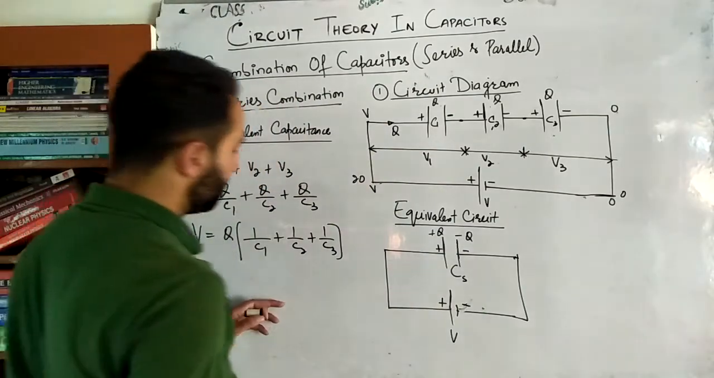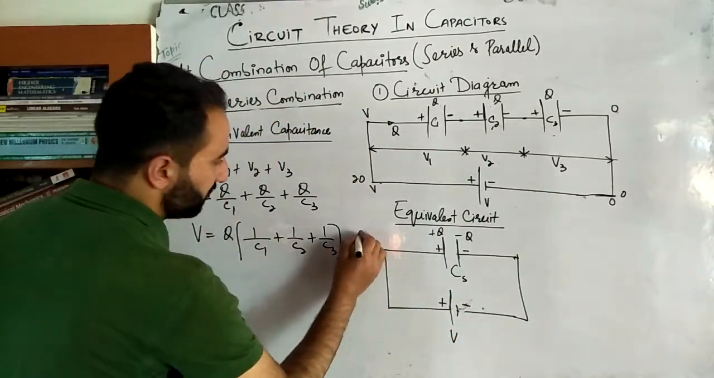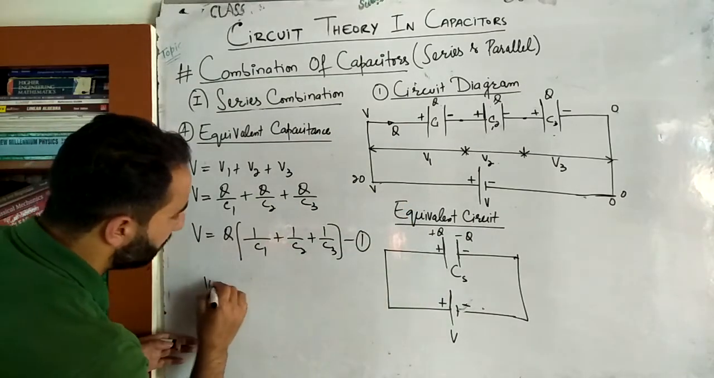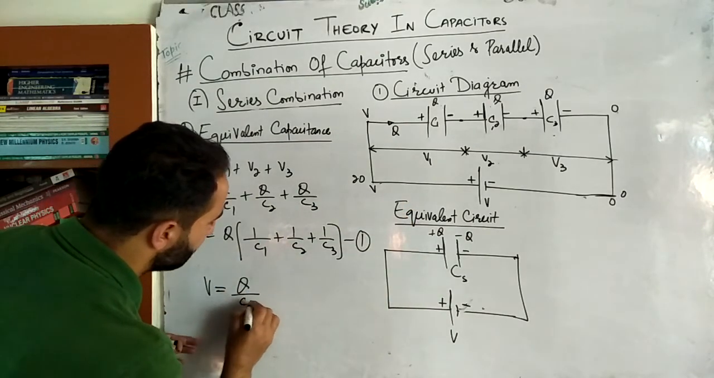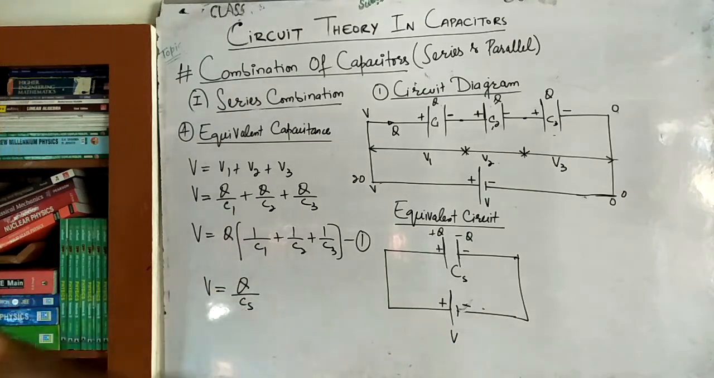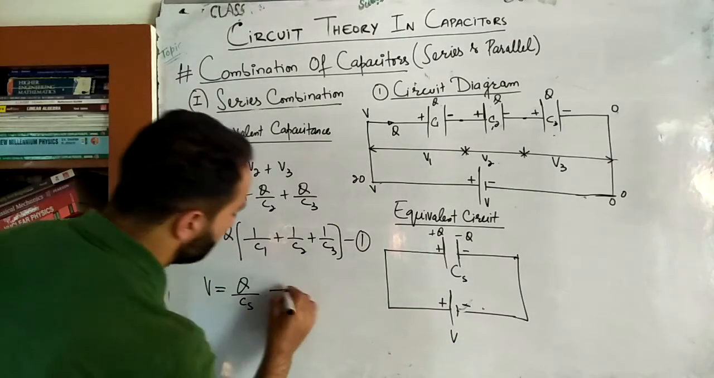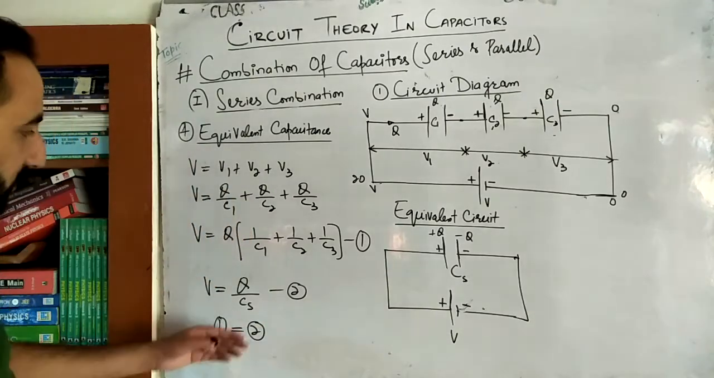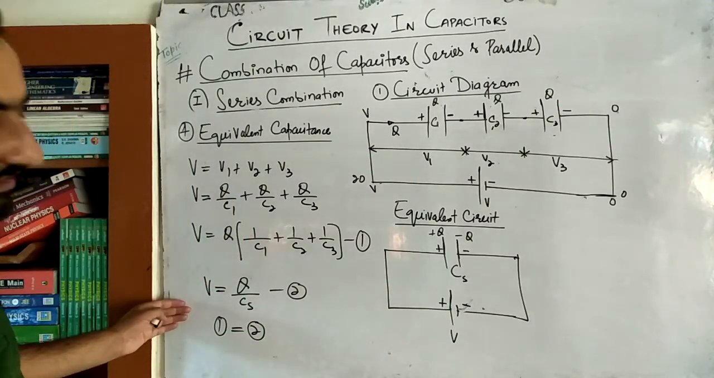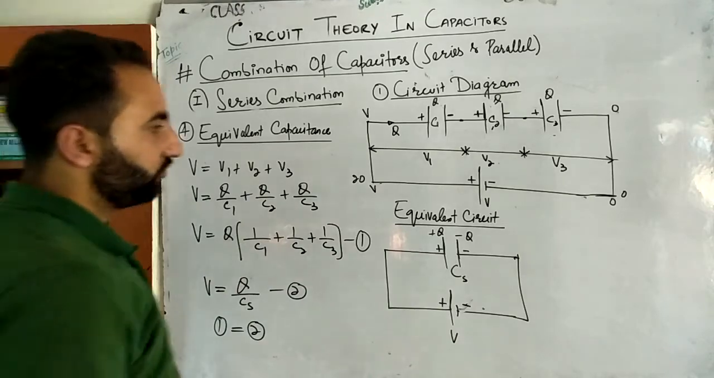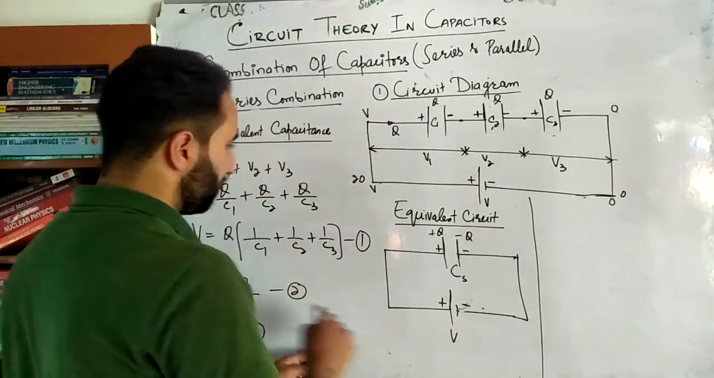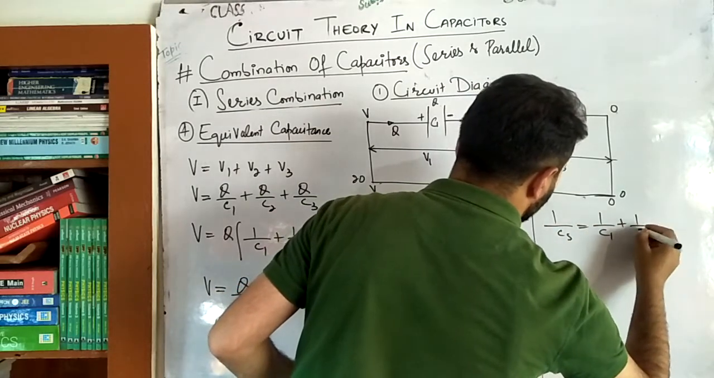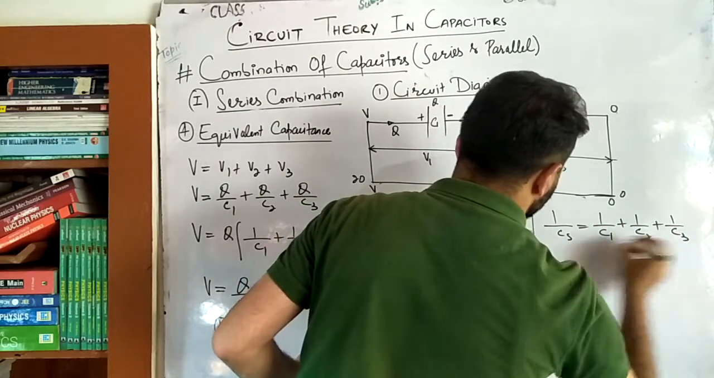So for this, what is the equation? Suppose this is equation number one. Now for the equivalent circuit, I will write the equation: V is equal to Q divided by CS, since Q is equal to C into V. This is equation number two. Now the first equation is equal to the second, so I will equate the two. The LHS is the same, so the RHS has to be the same. Q and Q will cancel, so 1 divided by CS is equal to 1 divided by C1 plus 1 divided by C2 plus 1 divided by C3.